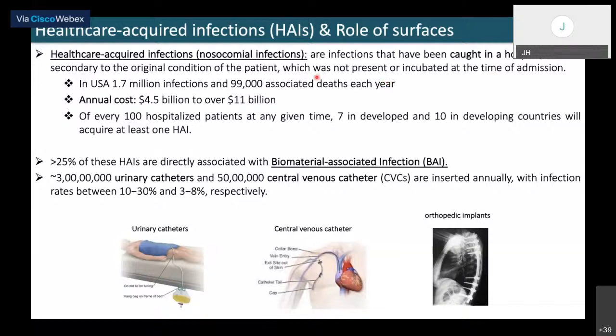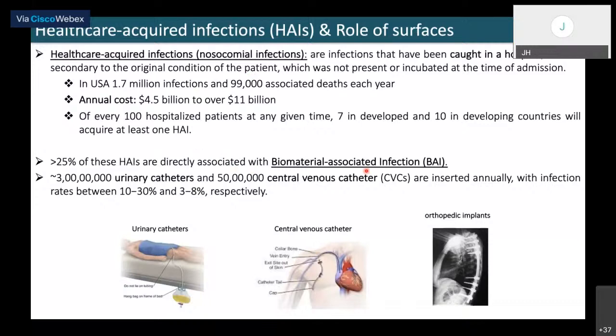And as I said, in the US, where the healthcare setup is sophisticated, still more than 1.7 million infections happen, and 99,000 associated people die because of that. For every 100 hospitalized patients, about 7 in developed countries and 10 in developing countries get this hospital-acquired infection. So that is a very serious issue. And many of these hospital-acquired infections are associated with biomaterials.